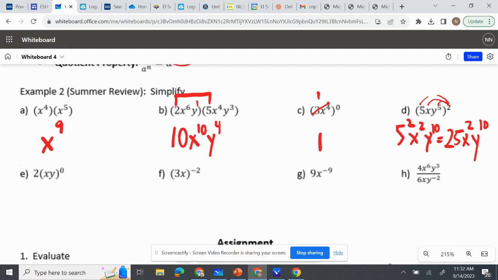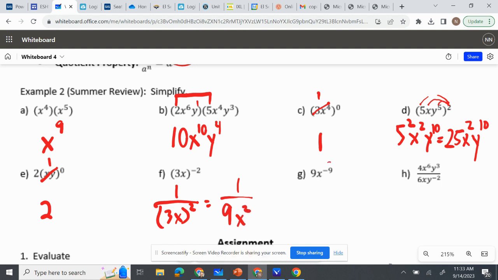And then for letter E, anything to the 0 is 1. Since there's a 2 in the front, that would be 2. The negative means we bring the 3x down. The whole thing is squared now. 3 squared is 9. X squared is x squared. That's different than letter G. Notice that the negative 9 is only with the x, so only the x goes down.